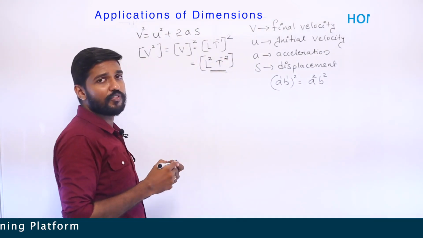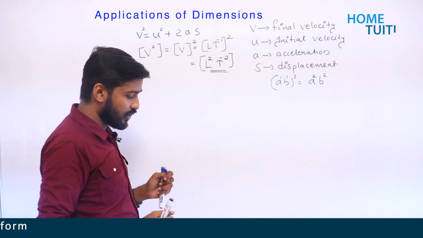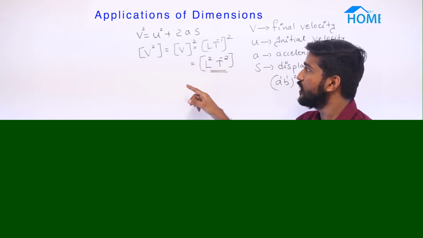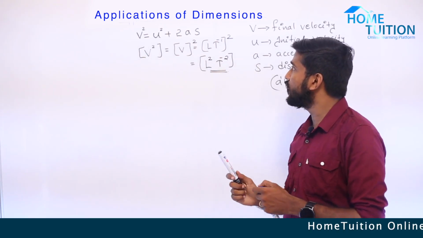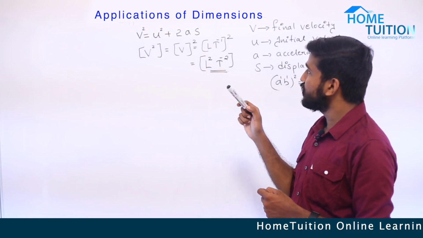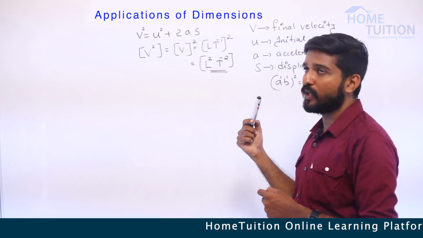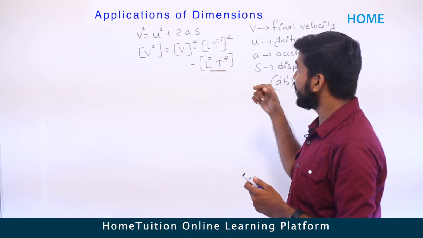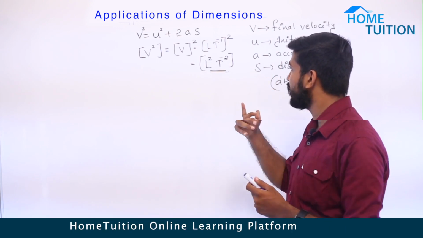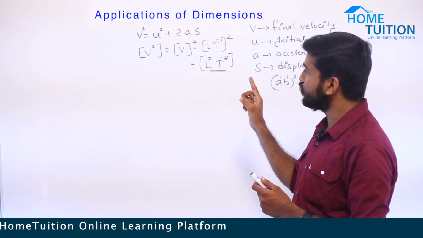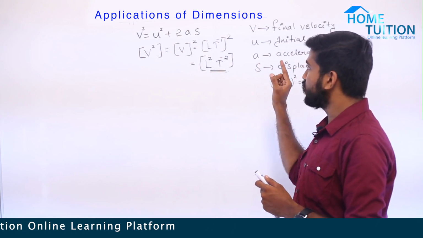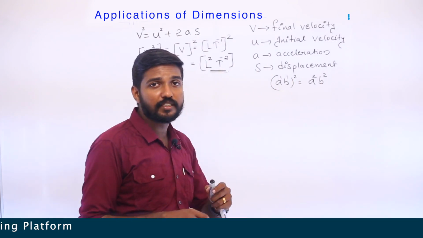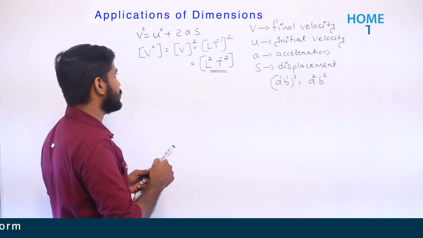So what is the dimension of v square? Dimension of v square is equal to dimension of v the whole square, equal to L t raised to minus 1, the whole square. Then L is L raised to 1, so 1 into 2, 2. That is L raised to 2, minus 1 into 2, t raised to minus 2. Right? The same principle can be used to find the dimension of u square.